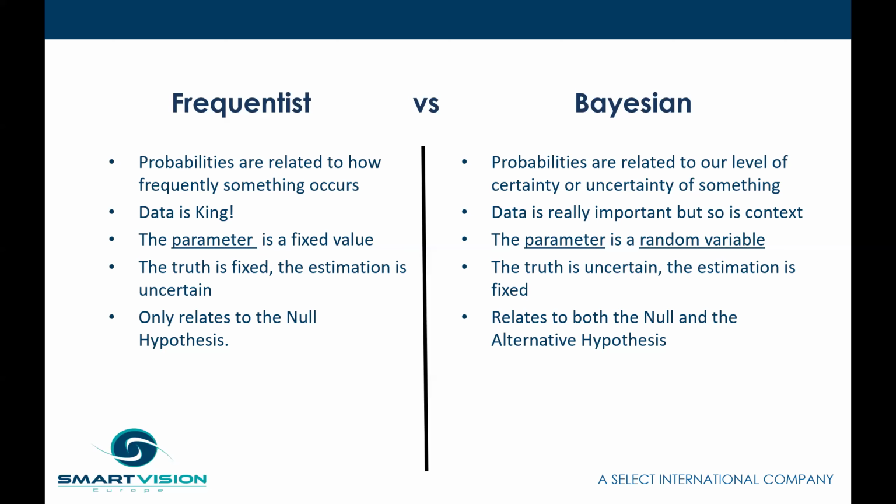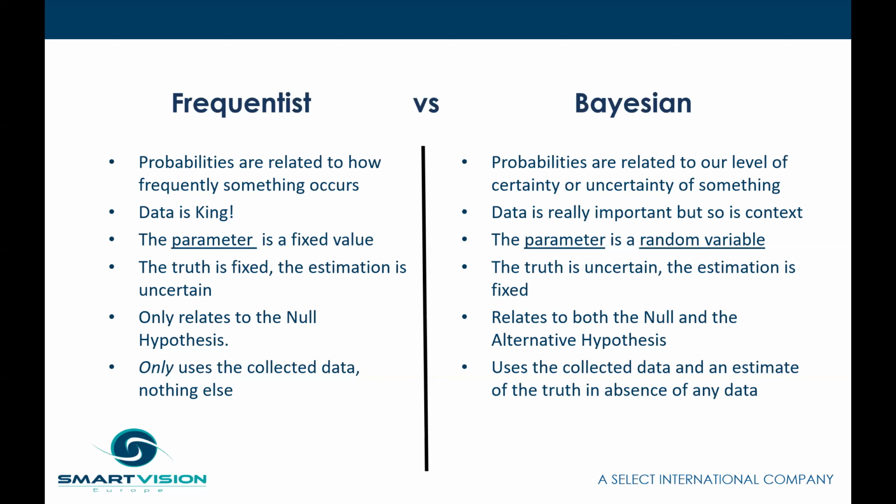Let's say you imagine that left-handed people had faster reflexes than right-handed people. That would be your alternative hypothesis. The null hypothesis would be no, they don't: left-handed people do not have faster reflexes than right-handed people, or there's no evidence to show that there's a difference. The Bayesian approach tries to weigh up both. The frequentist tradition, as we know, only uses the collected data, the data in your sample, in your SPSS data editor, and doesn't use anything else. Whereas the Bayesian approach uses the collected data and an estimate of the truth in the absence of any data. This is easily the most controversial aspect of it.